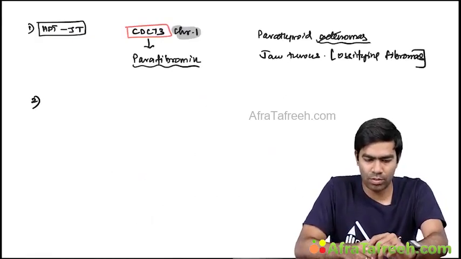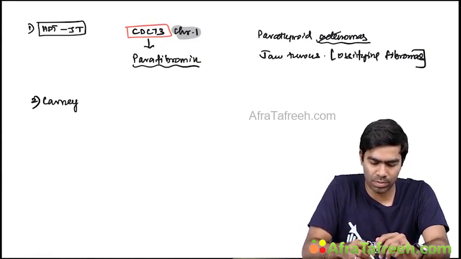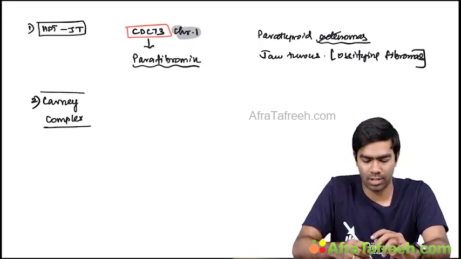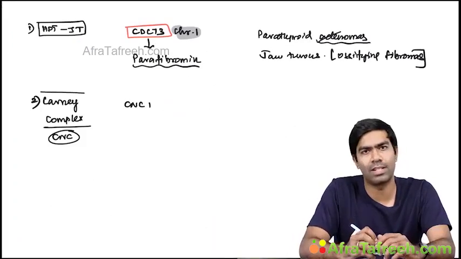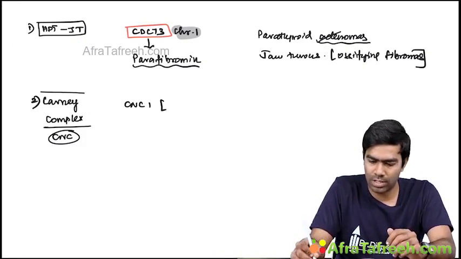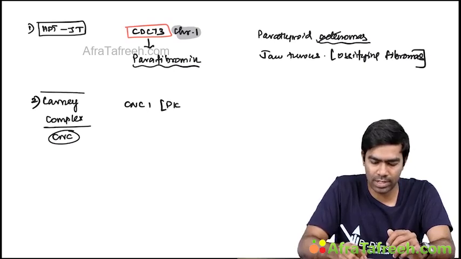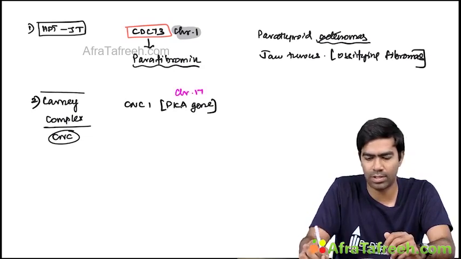HPT-JT, right? Second one, they can also get this kind of problem in a patient with Carney complex, otherwise referred to as CNC. What is the gene that is responsible for developing this Carney complex? You have two types of Carney complex. One is called CNC type 1, where the gene that is mutated is the protein kinase A gene, which is present on chromosome number 17.